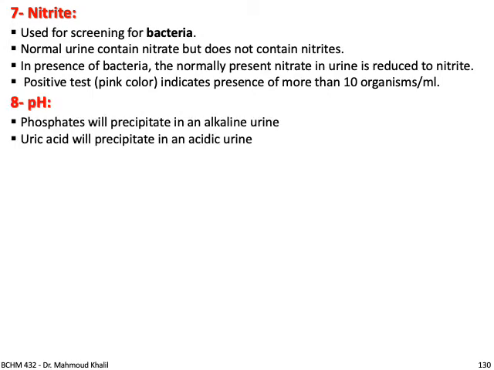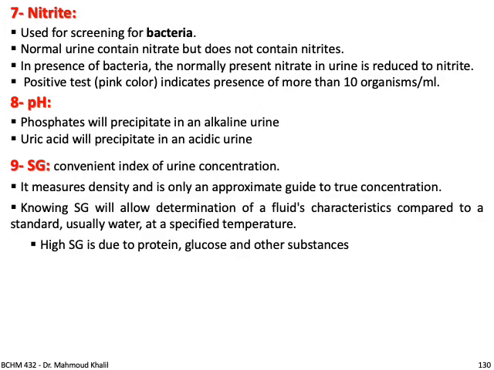The pH. Phosphate will precipitate in alkaline urine. Uric acid will precipitate in acidic urine. So that means you need to test if the urine is alkaline or acidic. SG is a convenient index of urine concentration. It measures density and is only an approximate guide of true concentration. Knowing SG, specific gravity, will allow determination of the fluid's characteristics compared to a standard, usually water, at a specified temperature. High SG is due to protein, glucose, and other substances.